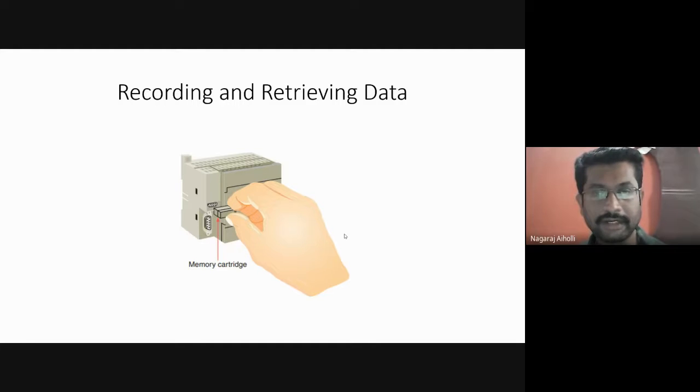Recording and retrieving data, where we highlighted that the memory cartridge is a portable one. This memory cartridge, we can remove it and insert it into some other PLCs. It is storing the memory. It is just like your pen drive, wherein you can remove it and place it into some other PLCs. The memory element.